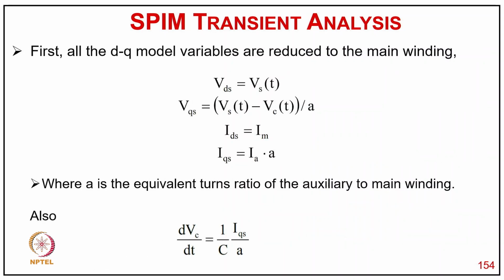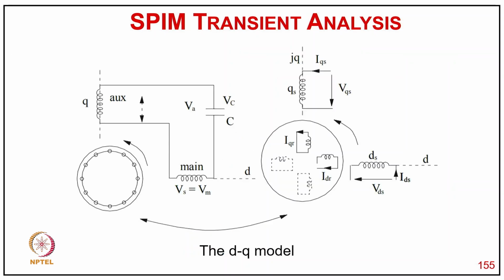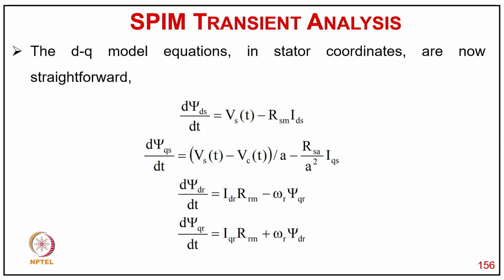So first, the DQ model variables are VDS equal to VS, and VQS is VS minus VC times A, and IDS equal to Im and IQS is Ia times A, and the equivalent circuit for the auxiliary winding is dVC upon dt equal to 1 upon C, IQS upon A. You can see the circuit of the DQ model, where the equivalent rotor is put in D and Q axes with currents IDR and IQR, and the main and auxiliary windings are represented by VDS and VQS with the corresponding currents IDS and IQS.